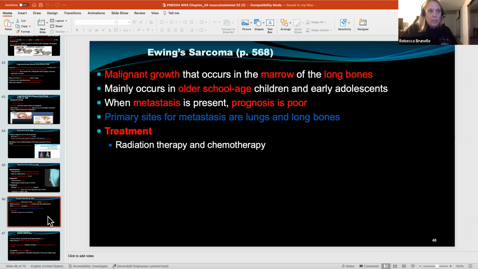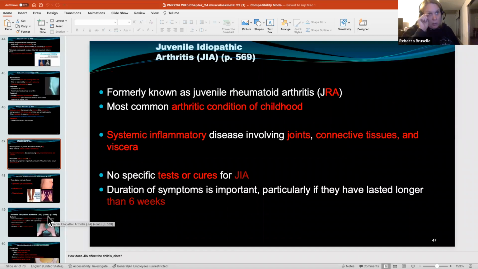So we think about arthritis being an older adult problem, but children can have what's called juvenile idiopathic arthritis, which used to be called juvenile rheumatoid arthritis. Those are the same. Sometimes you'll see both of those acronyms. So it is a systemic inflammatory disease that involves the joints and the connective tissue, and there's not a specific test. It's kind of a diagnosis of exclusion. They try to figure out what's going on and nothing else is the answer. And they were like, okay, it's juvenile rheumatoid arthritis or idiopathic arthritis.